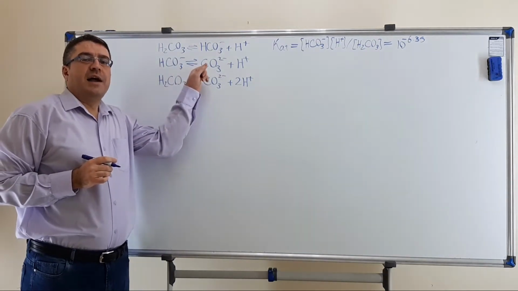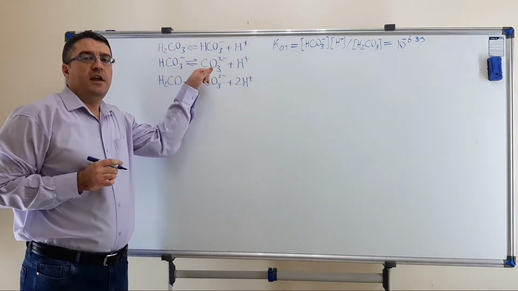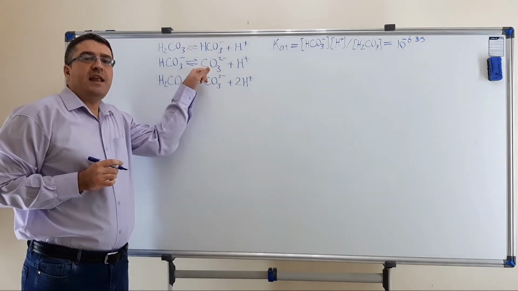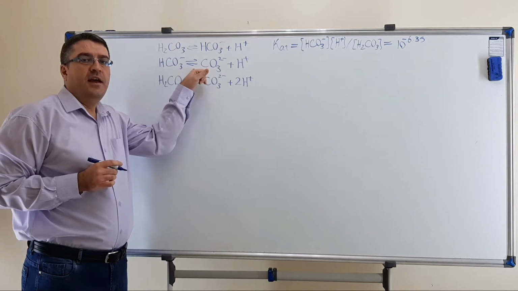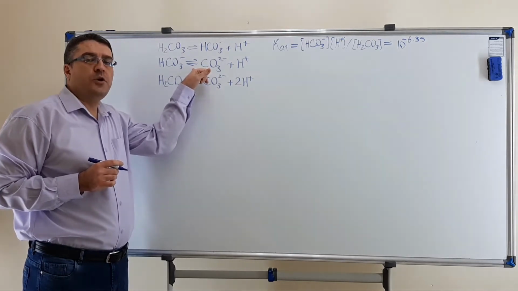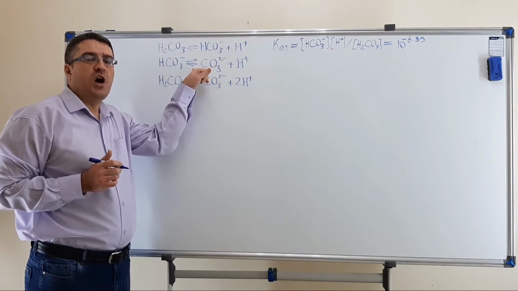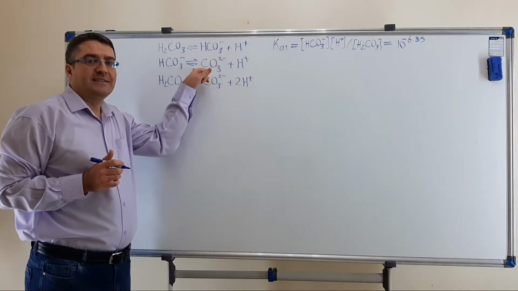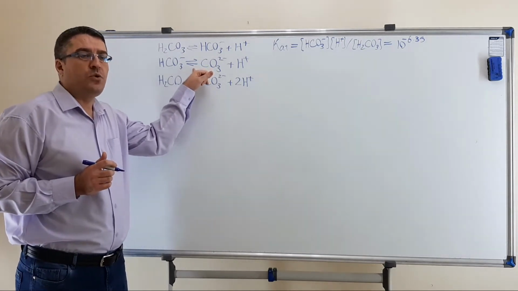In the second reaction, carbonic acid loses its second H+. It is the second acid dissociation reaction of carbonic acid. The associated equilibrium constant is the second acid dissociation constant, or second acidity constant, of carbonic acid in aqueous solutions. It is represented by Ka2.